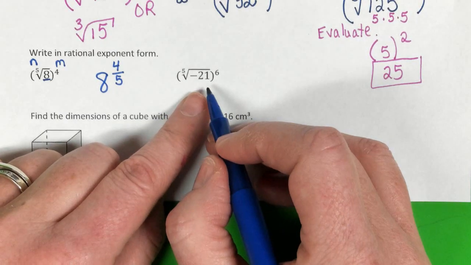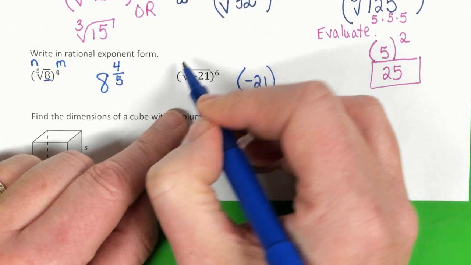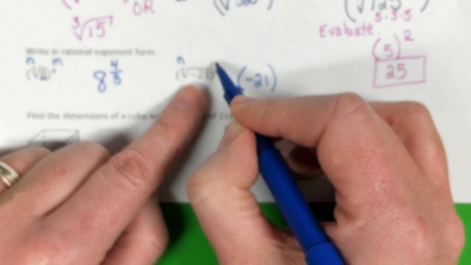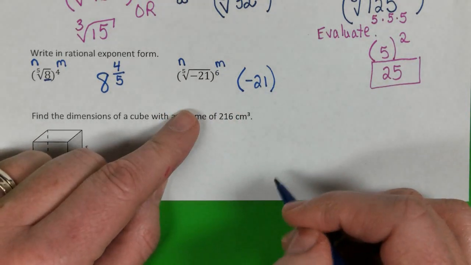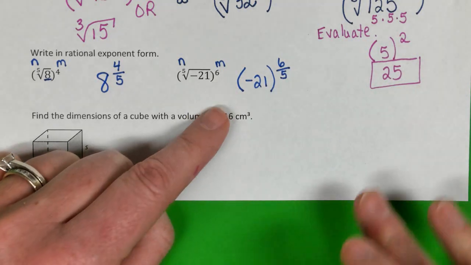Okay, this one, our base is negative 21. 5 is in the nook. This is our m. And so I write m over n, 6/5. That's it.